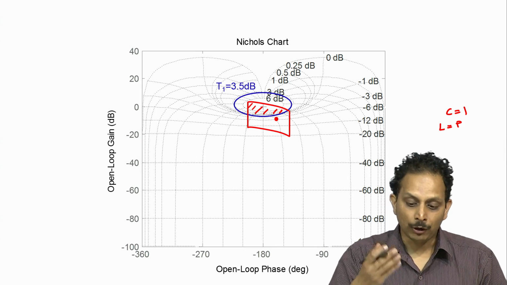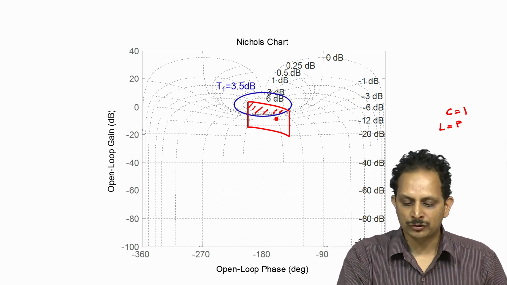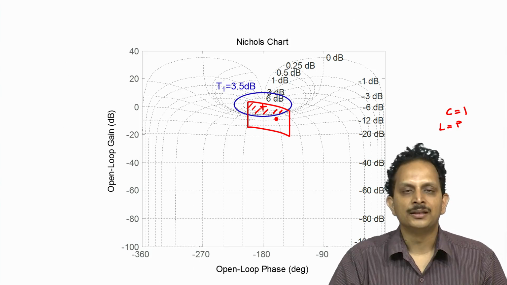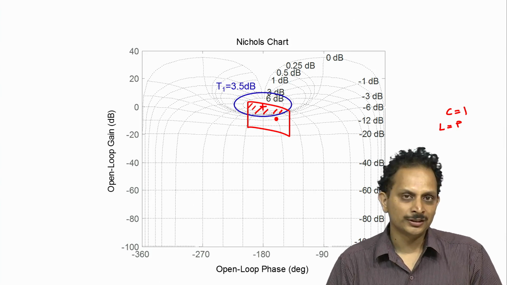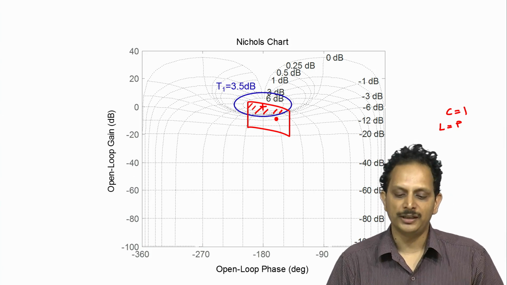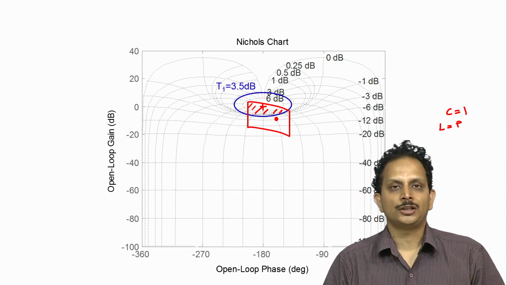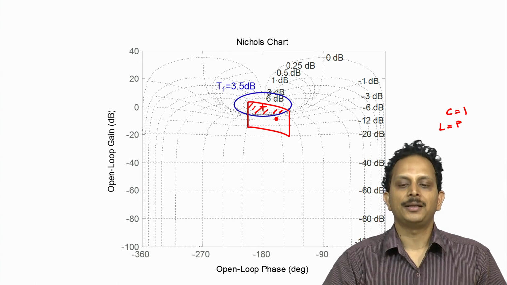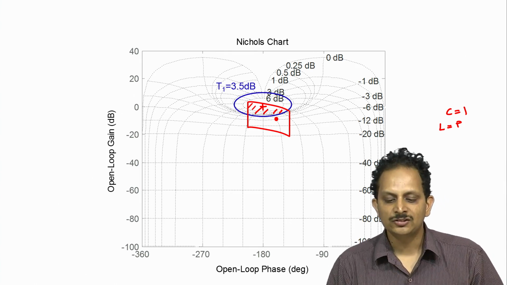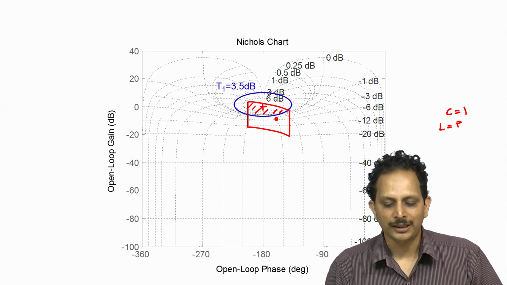Indeed, since we already saw in the previous slide that this plant template encloses the critical point, namely 0 dB and minus 180 degrees, at that particular location the transmission function will have a magnitude of infinity dB. So clearly whatever controller it is that we design, it should make sure that no part of the plant template is inside this contour, namely T1 is equal to 3.5 dB.